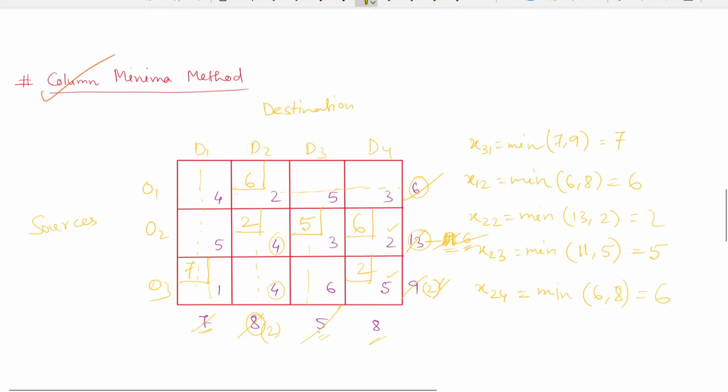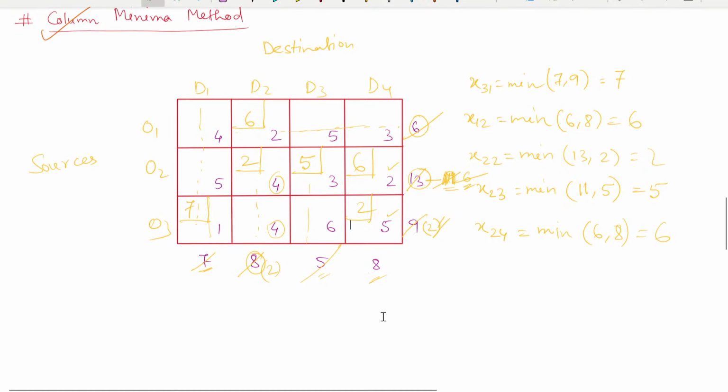Now we find the answer and check. I take this example to see whether the final answer, that is the optimal cost, for the row minima method and the column minima method is the same or different. So the allocations are these ones. I think this is correct.